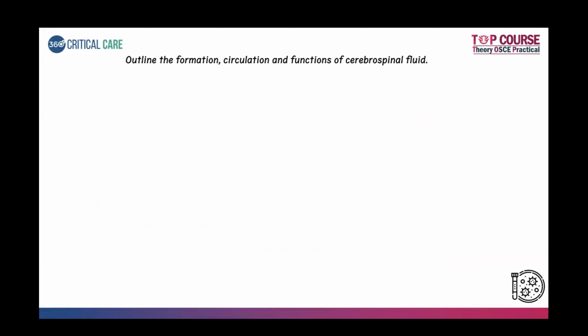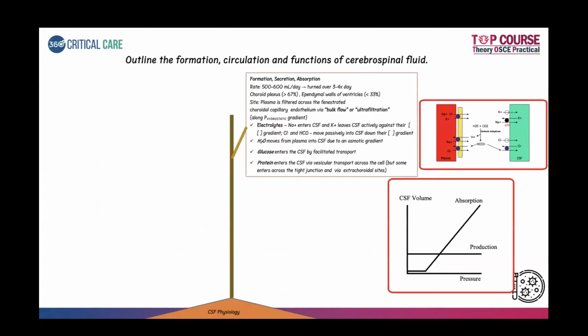Again, these are very solid questions to score, because the facts don't change in this physiology question. You need to have your understanding clear about it. We'll talk about formation, secretion, absorption, so all three things come together. The rate of CSF formation is around 500 to 600 ml per day, and it is churned about 3 to 4 times in a day. So the circulation time is 8 hours.